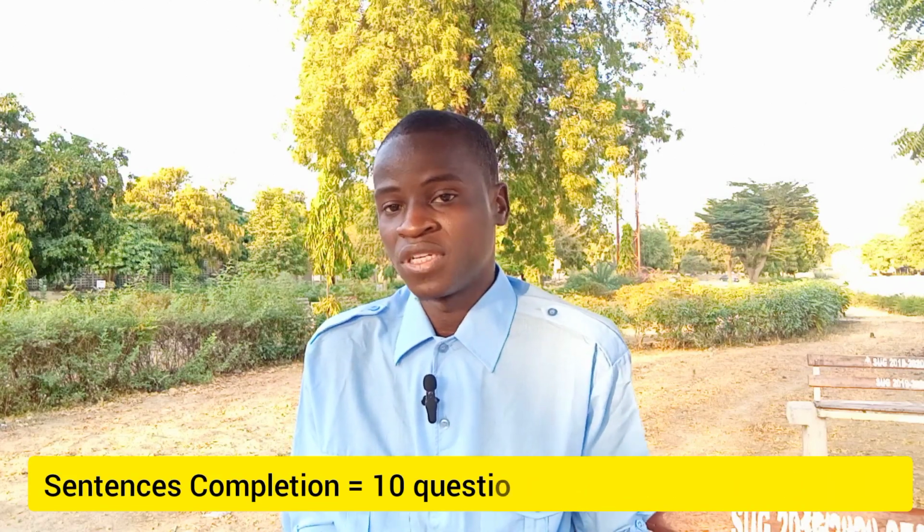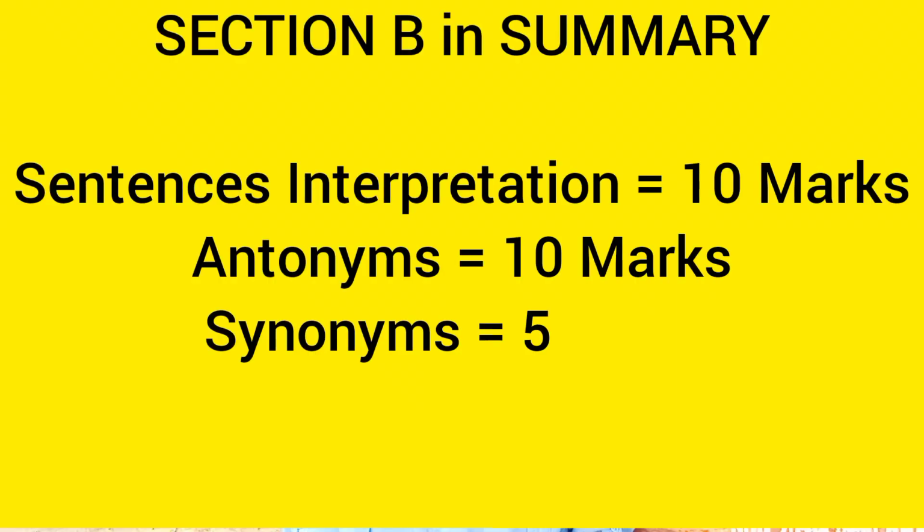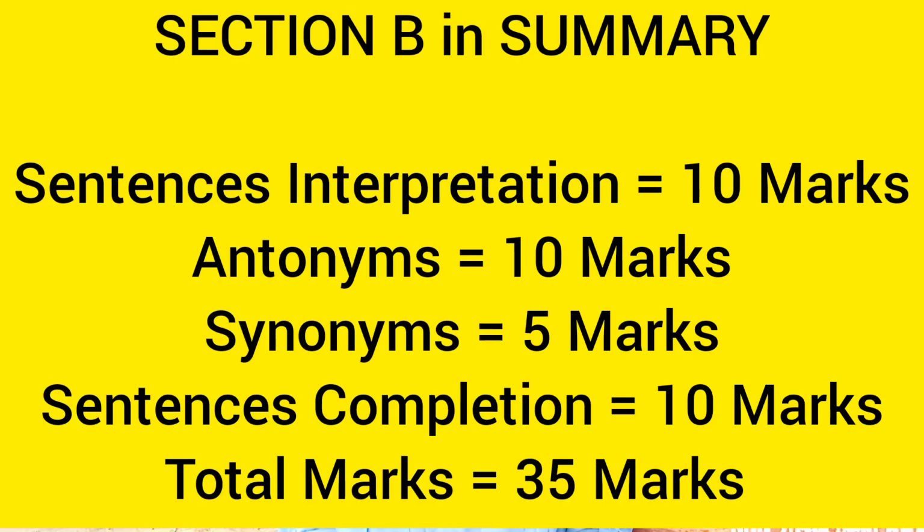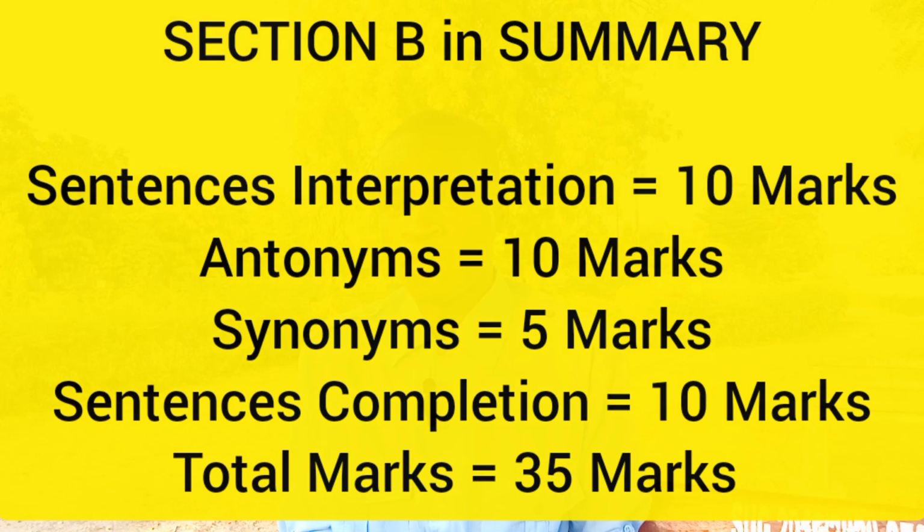So for that, you're also having 10 marks. In summary now, under section B, you are having the sentences interpretation, which is going for 10 marks, and also the antonym, which is going for 10 marks, the synonym, which is going for 5 marks, and sentences completion, which is going for 10 marks. Adding this up, you're having 35 marks for section B.